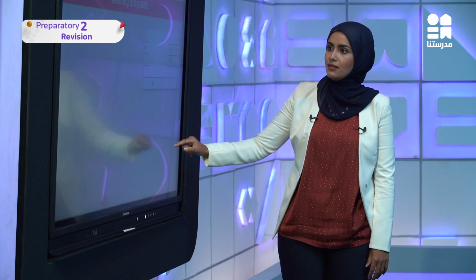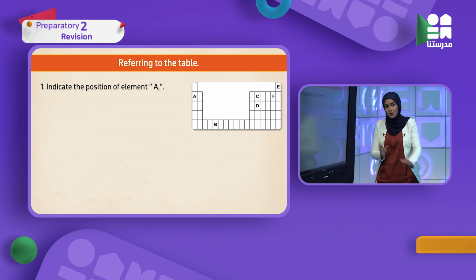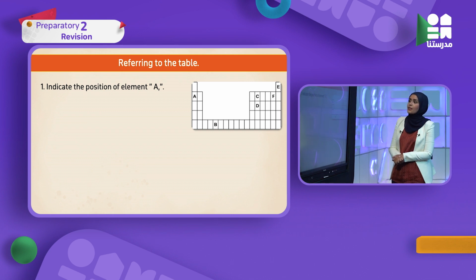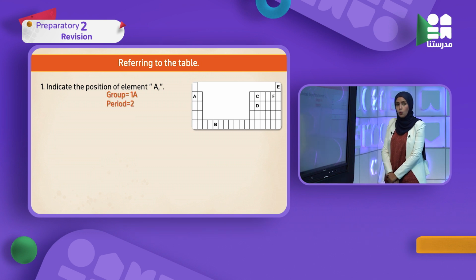Referring to the table, 1. Indicate the position of element A. نرجع تاني للبريودك table. دايما لما ابقى ببص على group from top to bottom، لما ابص على period from left to right. Okay? طيب هنا I need the position of element A. This is the first group at the left side. So which group is this? It's group 1A.